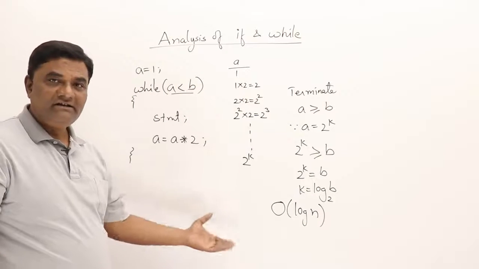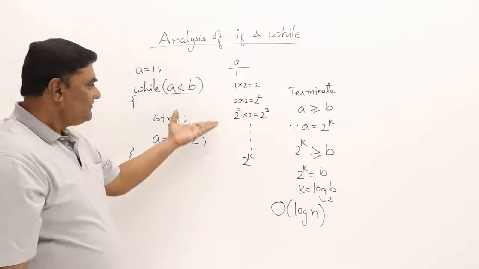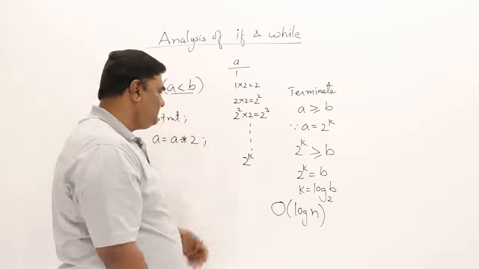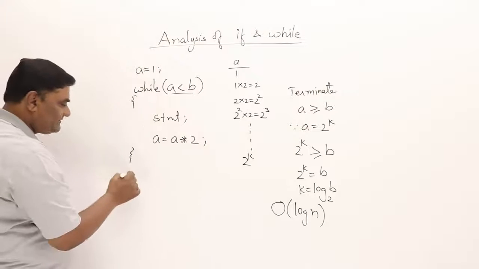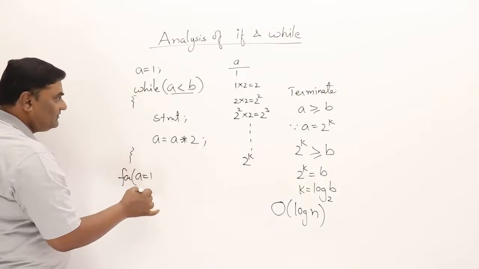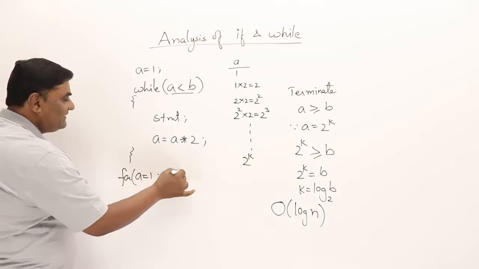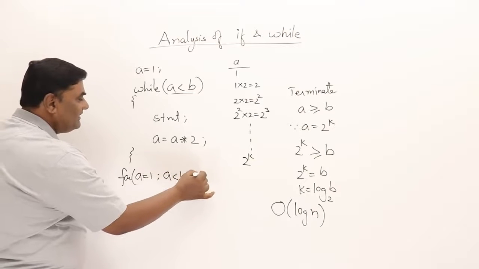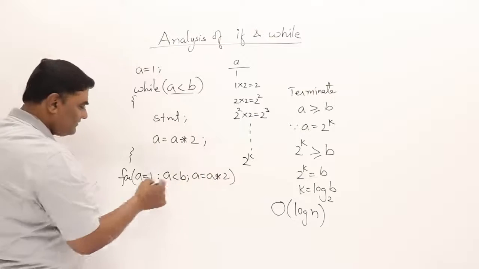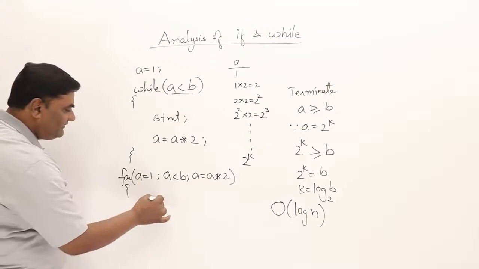This is how I can analyze. Already I have shown this using a for loop. That time I was writing the same thing using a for loop like this. For a assign 1, a is less than b, a assign a into 2. This portion is here. That's all. Already we have seen this.